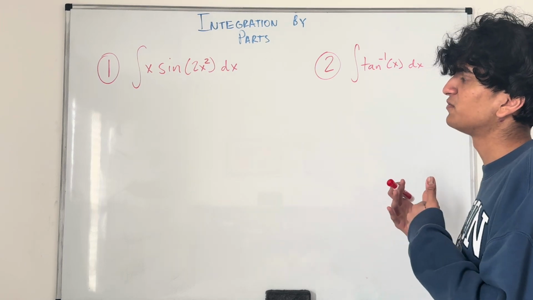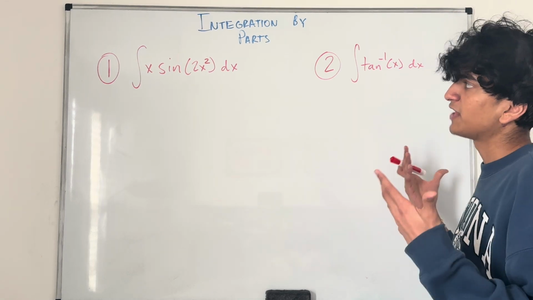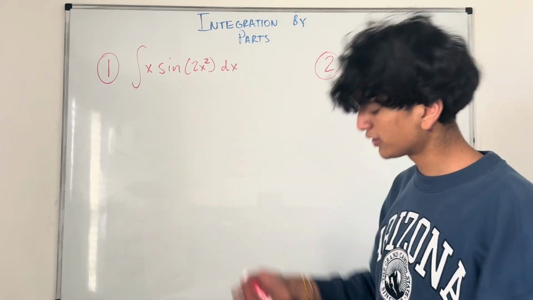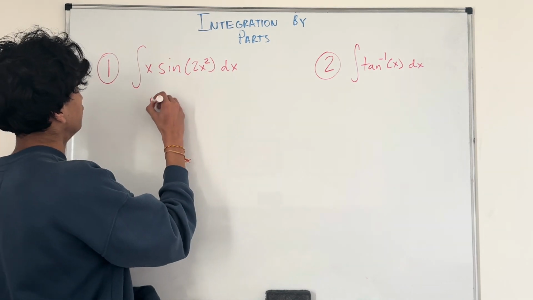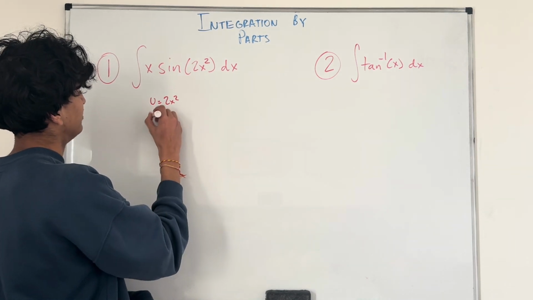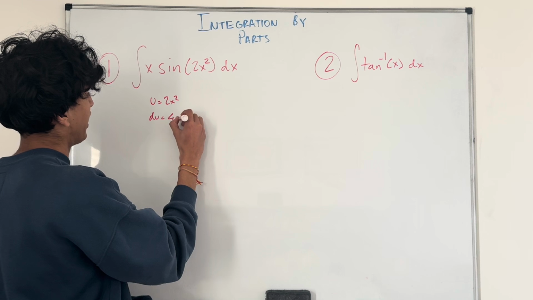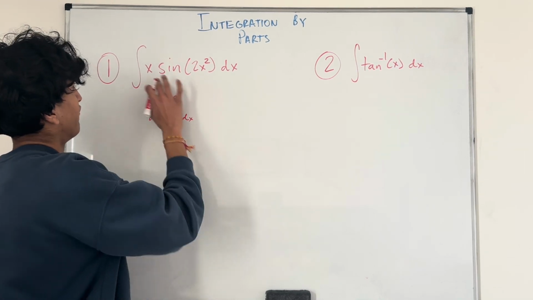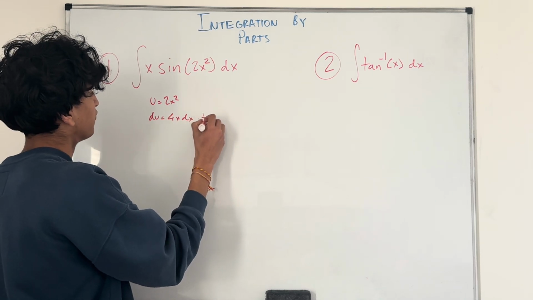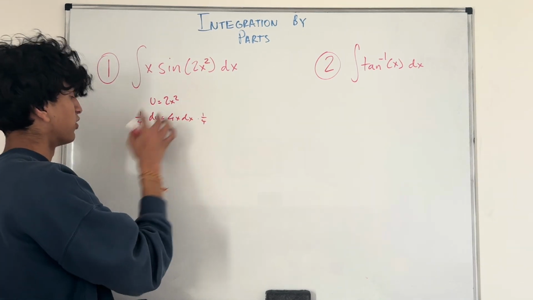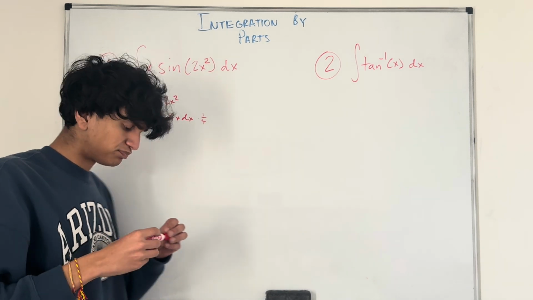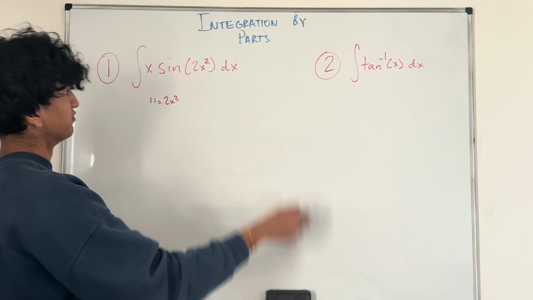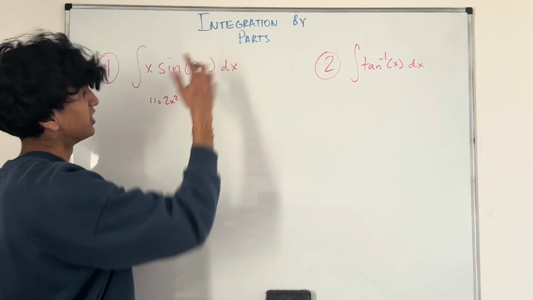That seems kind of easy, right? You just do your u substitution. You could set u equal to 2x squared, and then du is equal to 4x dx. I have x dx, so I can multiply both sides by 1/4 and substitute in 1/4 du. That's not too bad.